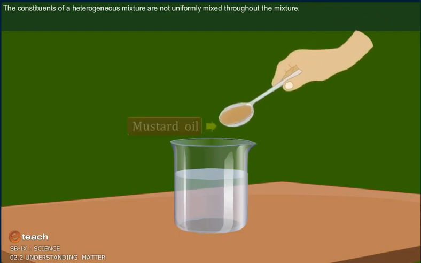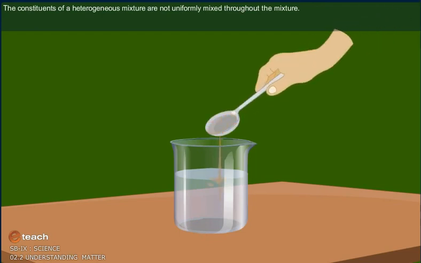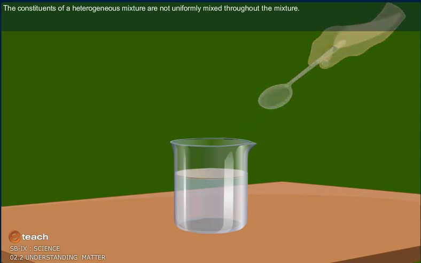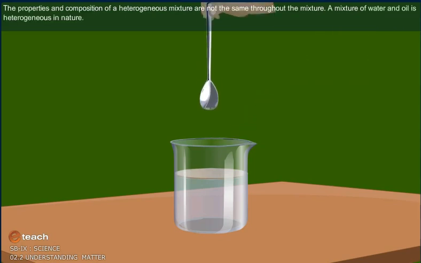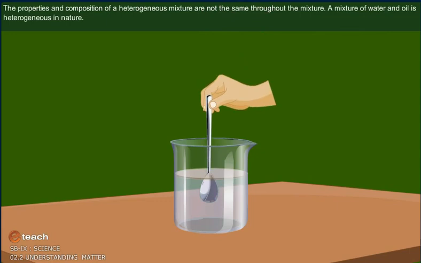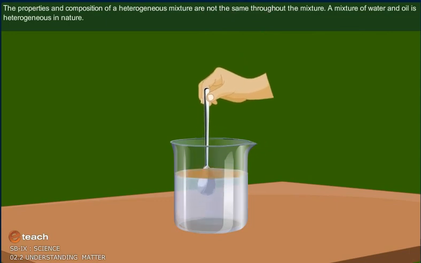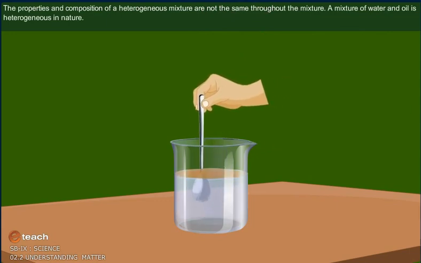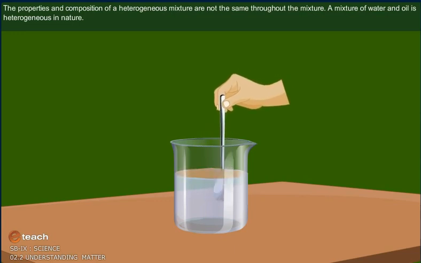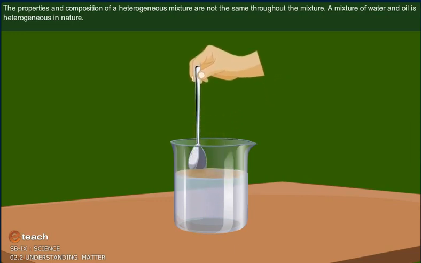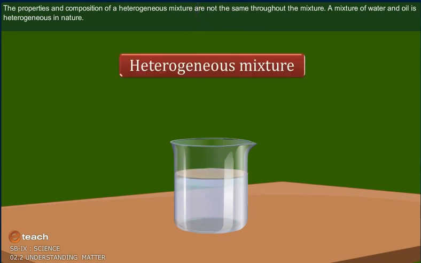The constituents of a heterogeneous mixture are not uniformly mixed throughout the mixture. The properties and composition of a heterogeneous mixture are not the same throughout the mixture. A mixture of water and oil is heterogeneous in nature.